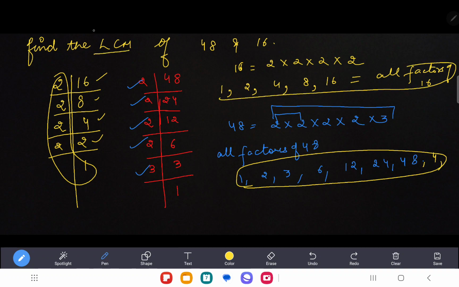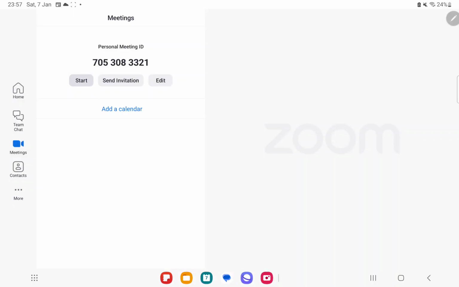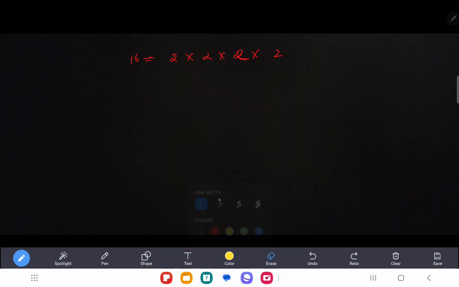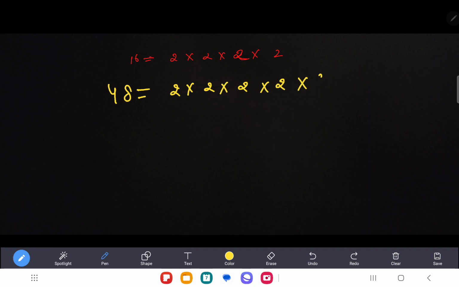But the question says LCM. What is LCM? Least common multiple. Multiple means one number which comes in the table of 16 also, and which comes in the table of 48 also. Now, how do you do that? If you are given two numbers, 48 you wrote down as 2 times 2 times 2 times 2 times 3. Yes or no? Yes. Any doubts up till now? No.